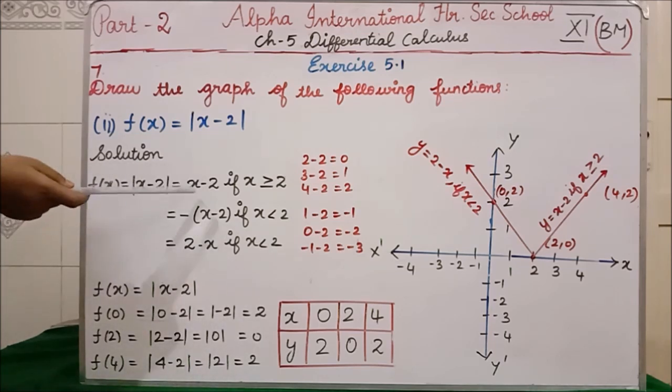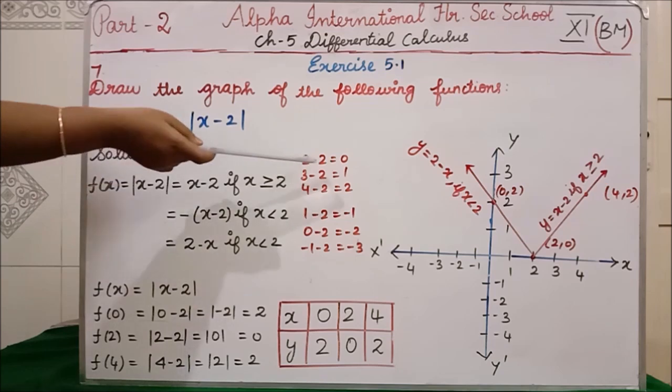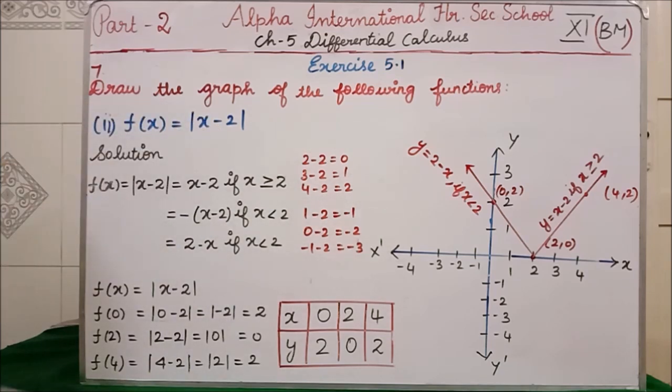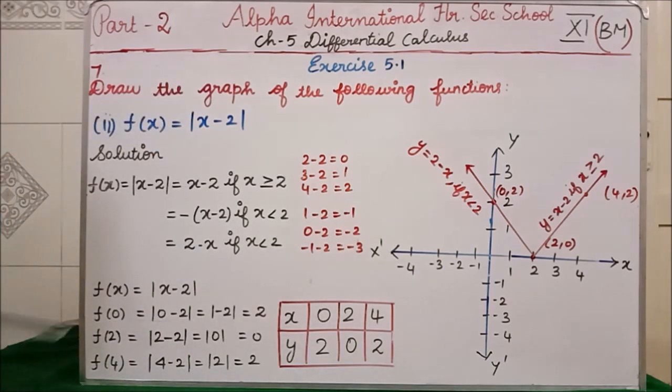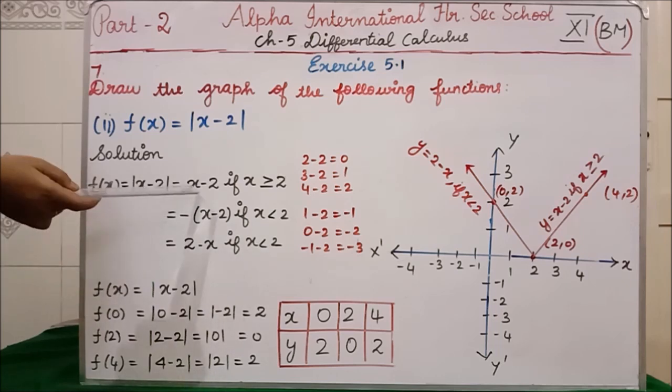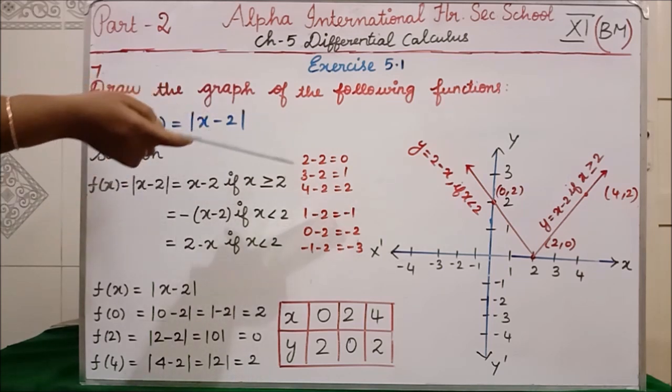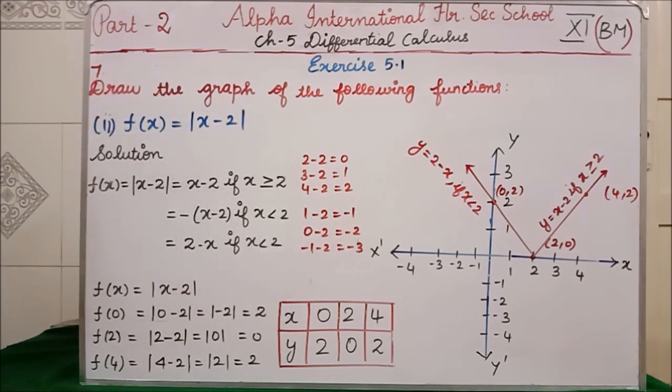Clear? Now first I am taking the x value as 2. 2 minus 2 is 0. Next I am taking x as 3. 3 minus 2 is 1. Next I am taking x as 4. 4 minus 2 is 2. So you can give any value, but for x minus 2 the answers are 0, 1, 2, everything is positive. Clear? So if x is greater than or equal to 2, then x minus 2 will be positive.